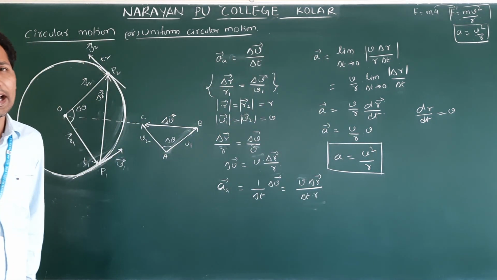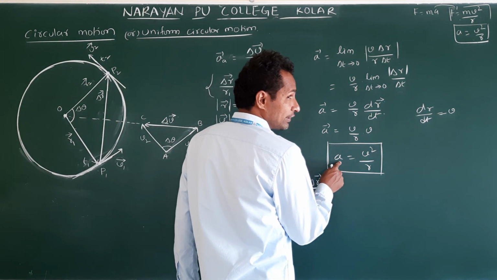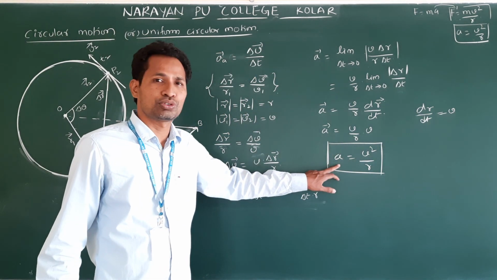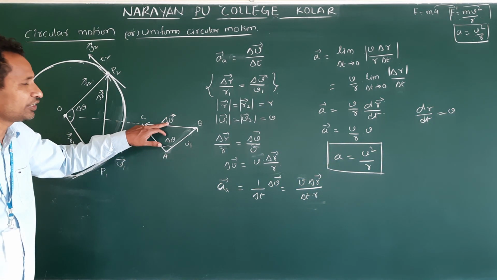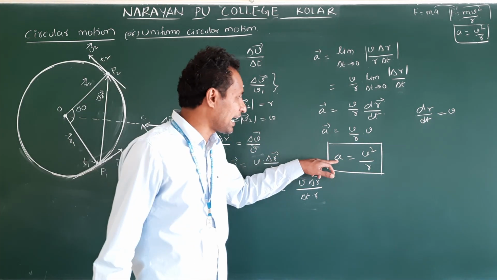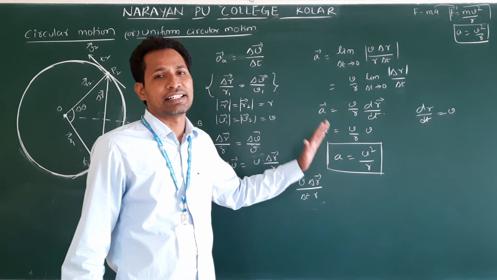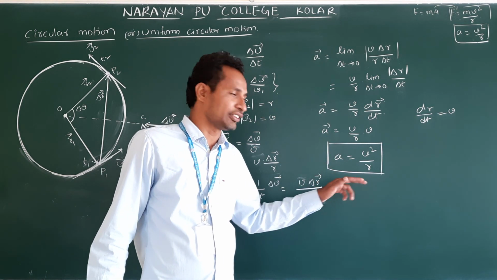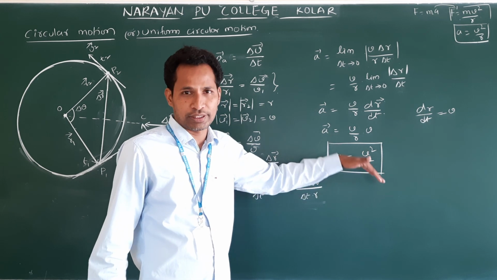So this is the formula for acceleration. Then this acceleration acts towards where? It is in the direction of change in velocity. What is the direction of change in velocity? Towards center. So this acceleration is acting towards center. That's why we call this a centripetal acceleration. Centripetal means center seeking. So this acceleration is seeking center.